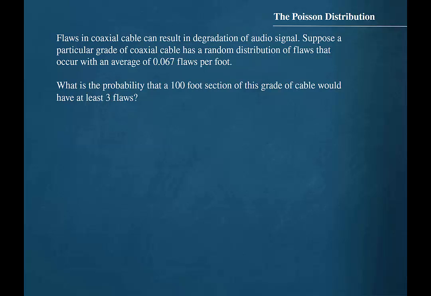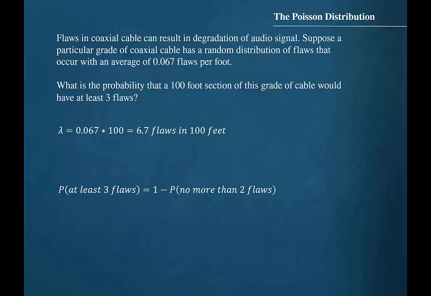0.0370. What is the probability that a 100-foot section of this grade of cable would have at least 3 flaws? Again, lambda will not change in this case. And what we must realize is that the probability that there would be at least 3 flaws is the complement to the probability that there would be no more than 2 flaws, which we calculated a moment ago. So the probability that there would be at least 3 flaws would be equal to 1 minus the probability that there would be no more than 2 flaws. Performing this calculation, we find a probability of 0.9630.